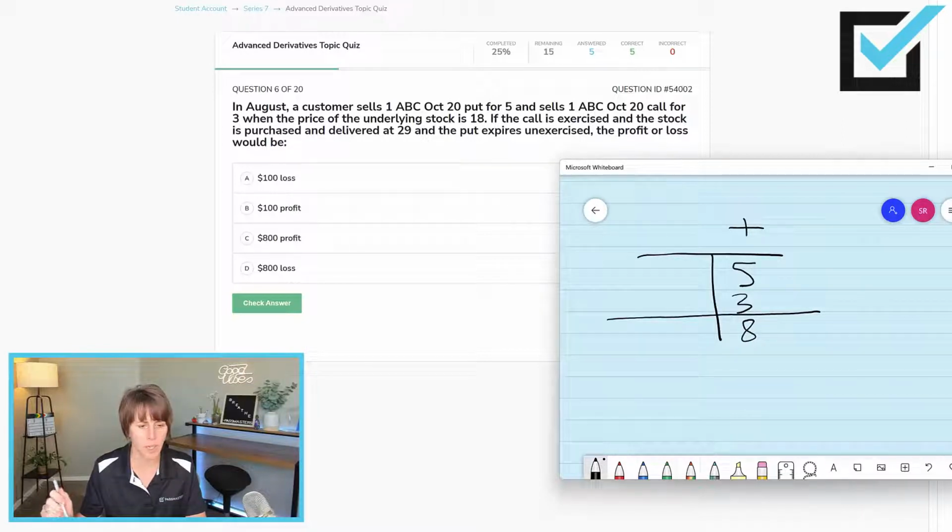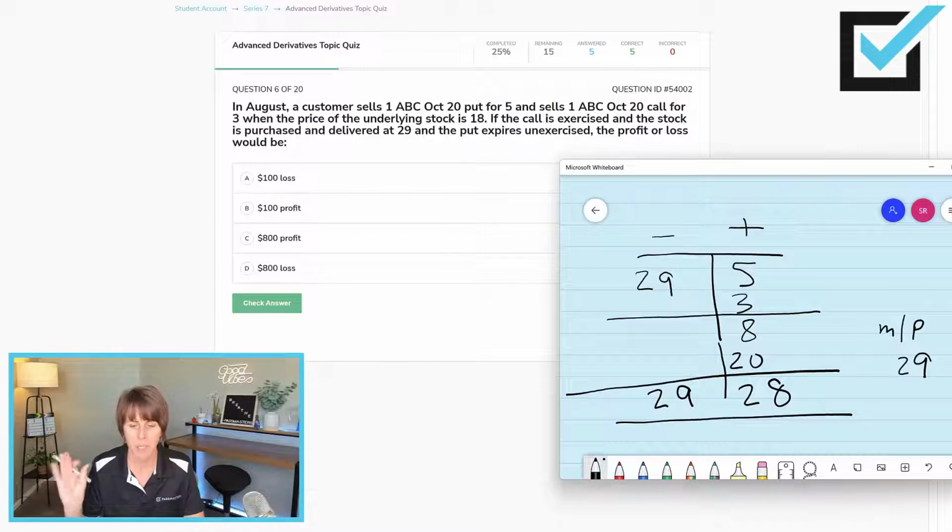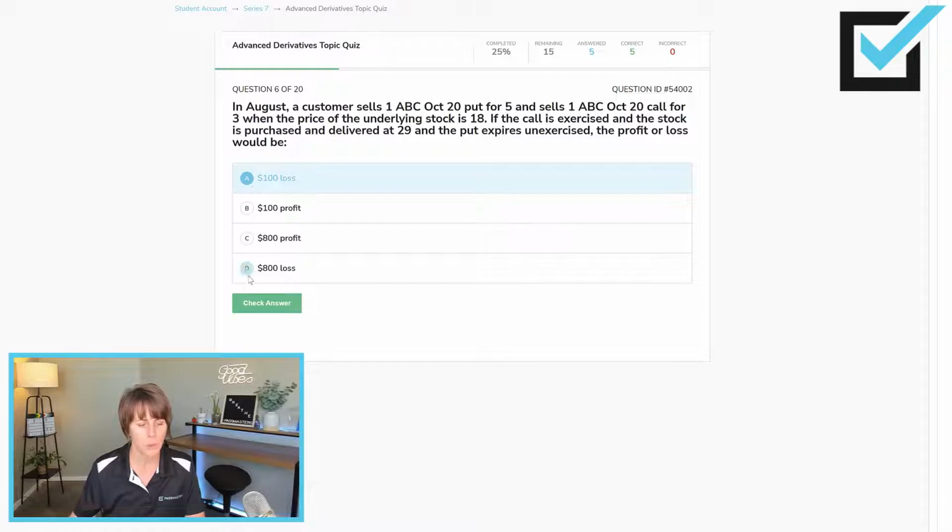If the call is exercised and the stock is purchased and delivered at 29. So the market price is 29. Sold a call. They have to go into the market and buy the shares. It doesn't say that they own the shares, so they have to buy the shares at 29. They can turn around and sell the shares at the strike price. The strike price in the call is 20. So total in their pocket, 28. Total out of their pocket, 29. It says that the put expires unexercised, for a net minus 1 position times 100 shares. So it is a $100 loss. Use your scratch paper. It's very helpful.